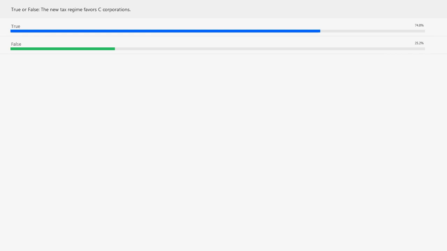So let's see where we're coming at. 75% say that the new regime favors C corporations, and I would definitely agree that they have become more favored than they were before. I hope with the next couple of slides that we can think about just how much more favored these C corporations have become, and in what cases it might make sense to become a C corporation if you're not already in that environment. And I want to at least plant a seed that this is a fairly nuanced analysis that needs to take place.